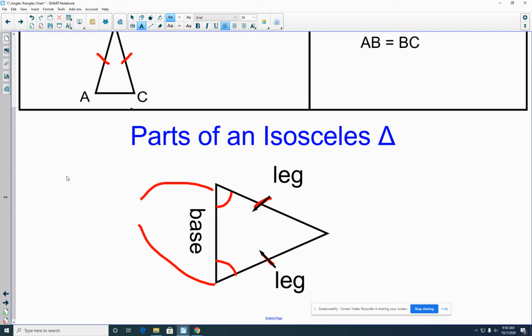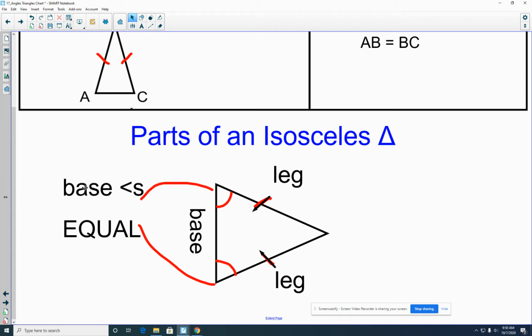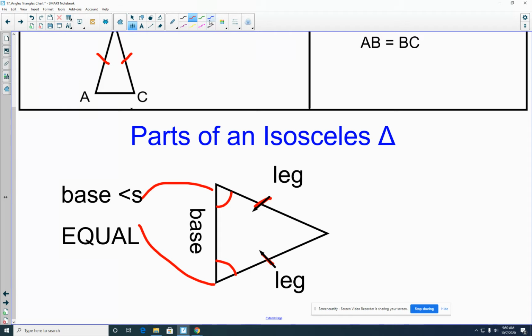So we're going to write here, base angles. They're equal. All right, so here we have that. So they're base angles and they're equal. Now you have this angle up here. Well, this angle that's not equal to the other two is known as the vertex angle. There you have it.